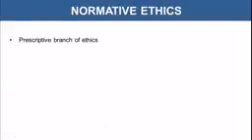Coming to normative ethics. As we saw, meta-ethics was descriptive, but normative ethics is the prescriptive branch of ethics. It is prescriptive because it tries to prescribe how one needs to act if you want to be right, what is morally right, what is morally correct, and how one should act in a particular situation. So it presents the difference between good and bad, right and wrong.